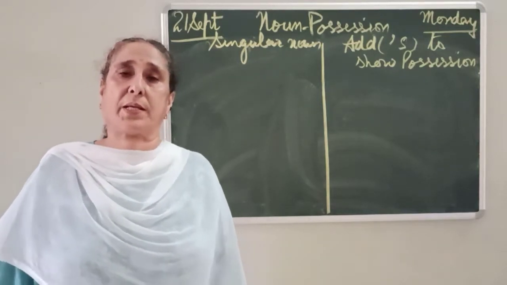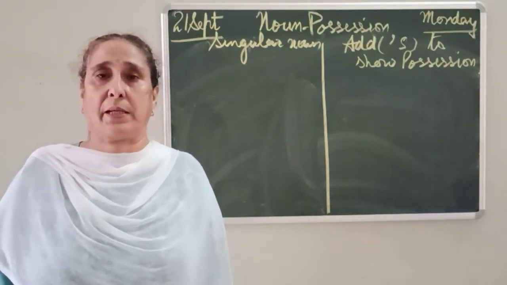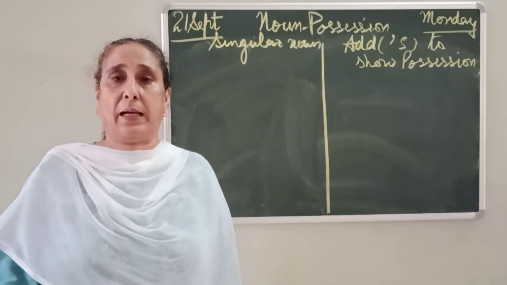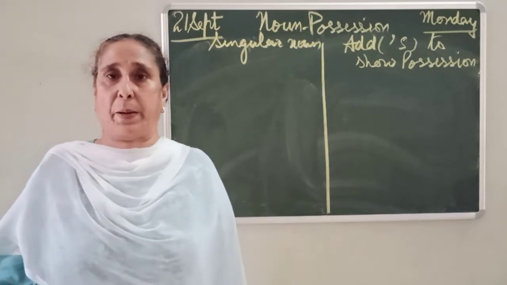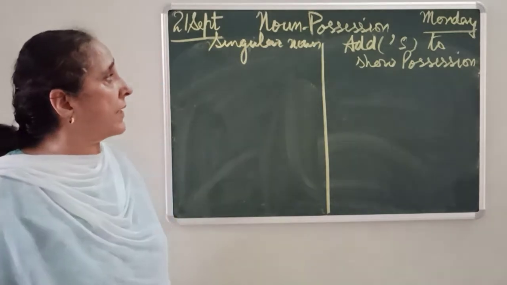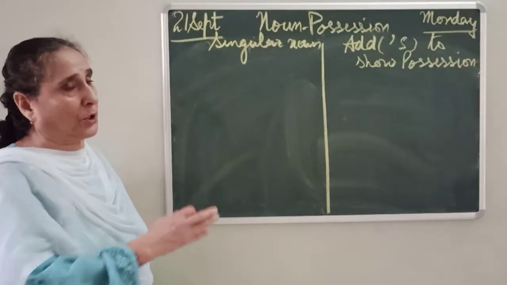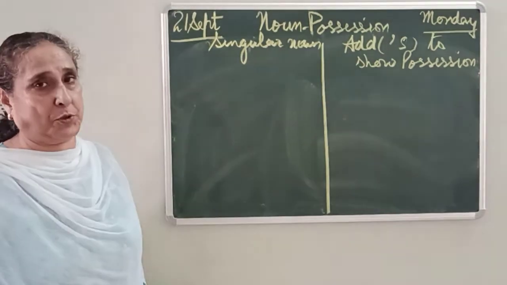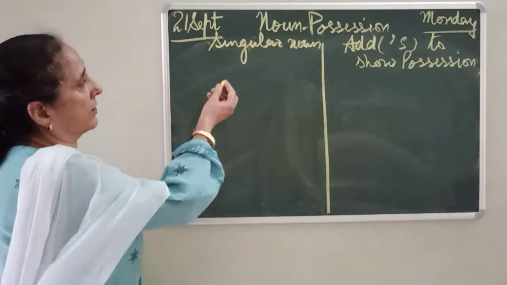Okay, when you say it in Hindi, like ये अनीता की बुक है, ये अशोक की बैग है. Similarly, in English we show the possession by adding 's, or only an apostrophe. See, what is the rule for a singular noun?